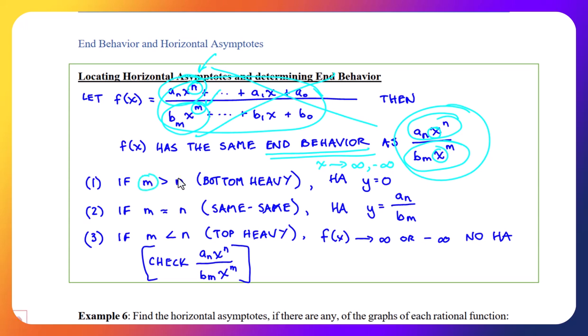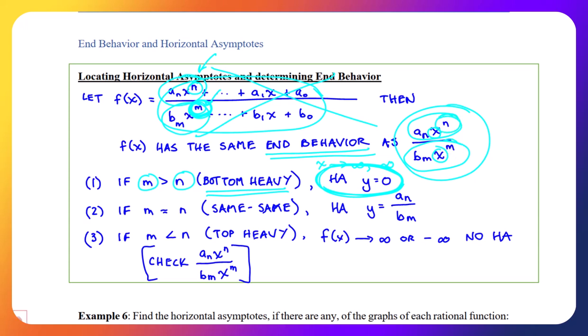So if m is greater than n, if the bottom exponent is larger than the top, then the bottom will dominate, and it's bottom heavy. Well, if a fraction is bottom heavy, it's going to get bigger and bigger, and if the bottom of a fraction gets bigger and bigger, the fraction itself gets smaller and smaller, and so the horizontal asymptote is y equals 0.